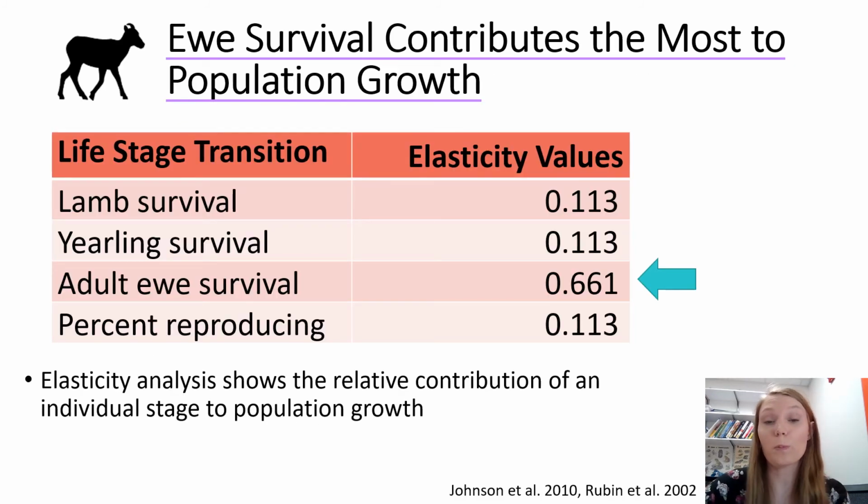And like many others have shown, when we ran an elasticity analysis, which shows the relative contribution of each individual stage or each individual vital rate to population growth, we do see that adult ewe survival is the most important stage in predicting whether or not this population will stabilize, decline, or increase.